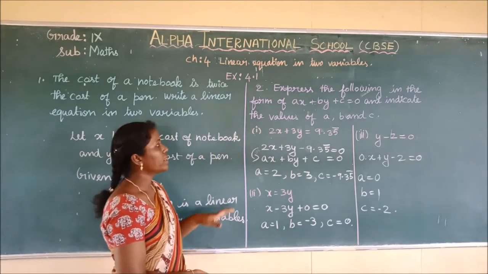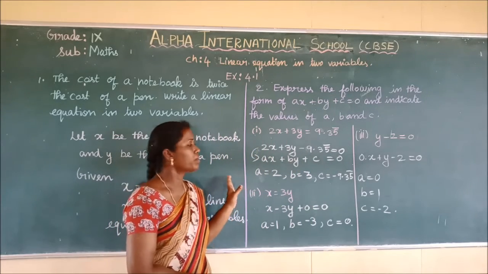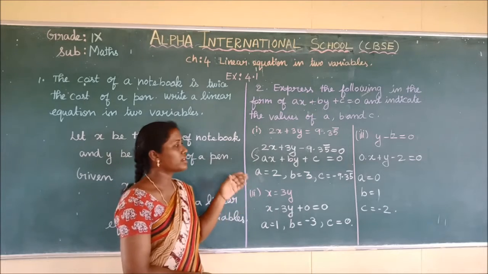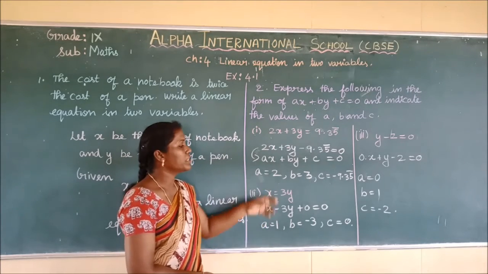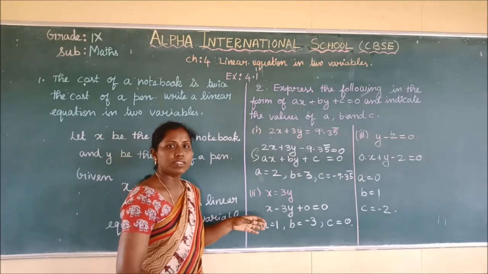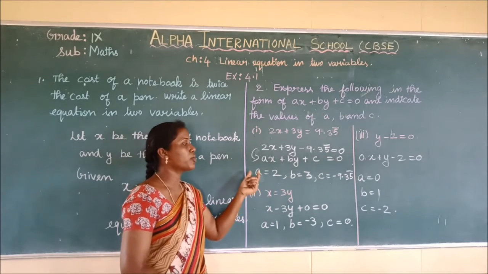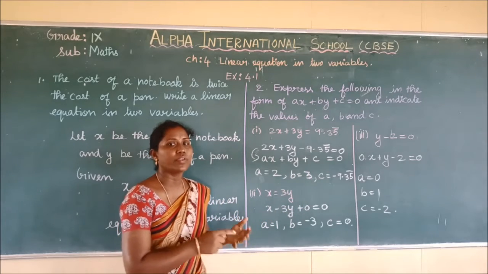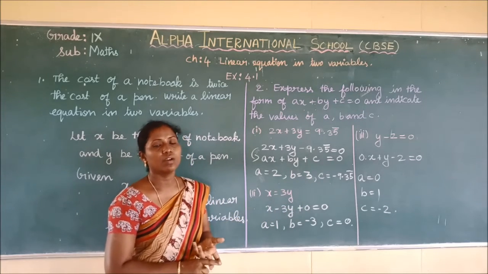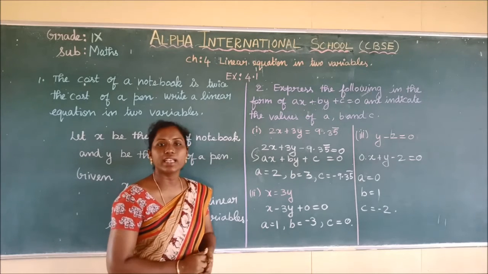Okay. So in this exercise we are having only the first and second problem. In the second problem we have further subdivisions, which you will get as the assignment. Based on the same way, all the subdivisions in the second problem we have to express in the form ax plus by plus c is equal to 0 and we have to find the values of a, b and c. Okay children, we will see the second exercise now.